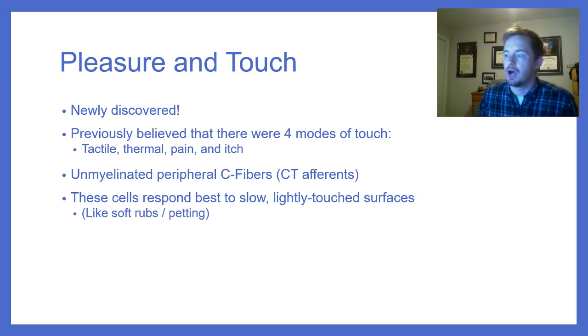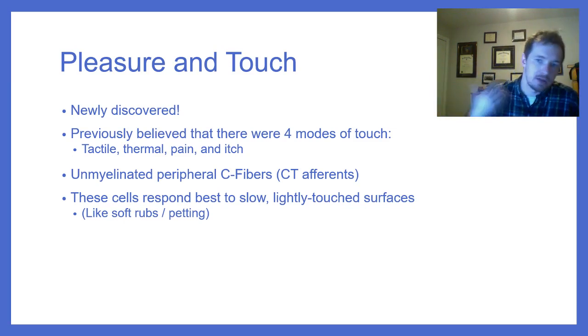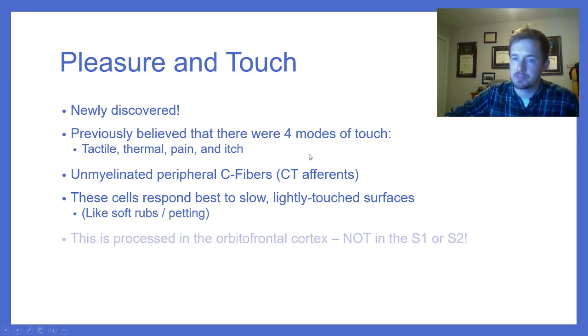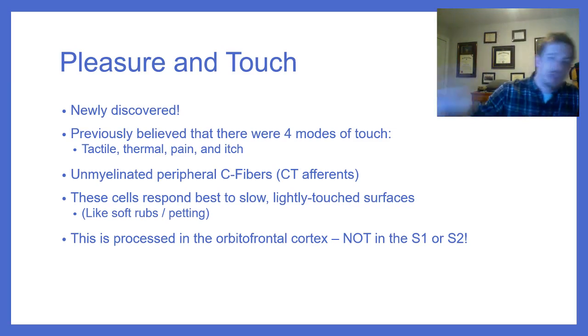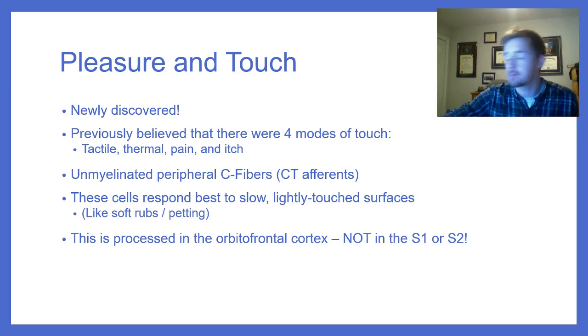And so those cells respond to that kind of sensation. And the fascinating thing about this is that those cells are not actually being processed in the S1 or the S2. They're actually being processed in the orbital frontal cortex, which is much closer to the prefrontal cortex up in the front of the brain. So handled by a different part of the brain altogether. I wish I could tell you more, but right now we're just really discovering this kind of cell, so there's a lot that we don't know about it.